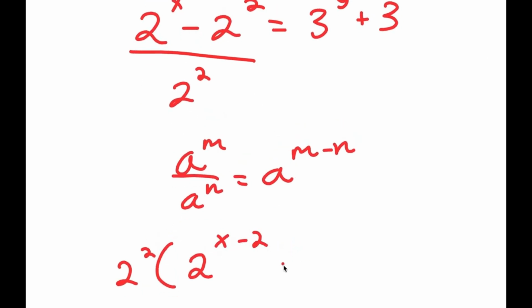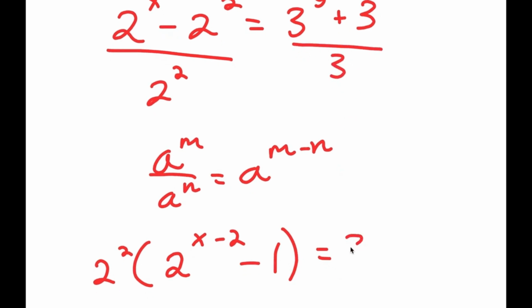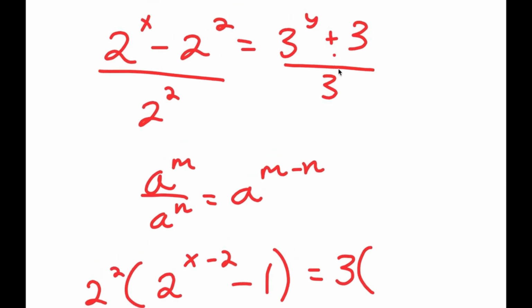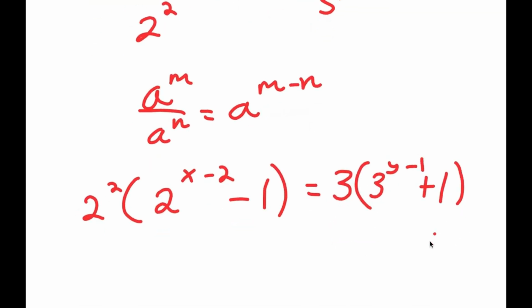And then I have this minus 2 squared divided by 2 squared is 1. And now this is equal to, on this side, I'm going to divide by 3. So I have 3 times 3 to the power of y divided by 3. 3 is the same thing as 3 to the power of 1. So I get 3 to the power of y minus 1. And then 3 divided by 3 is equal to 1. So I get plus 1.